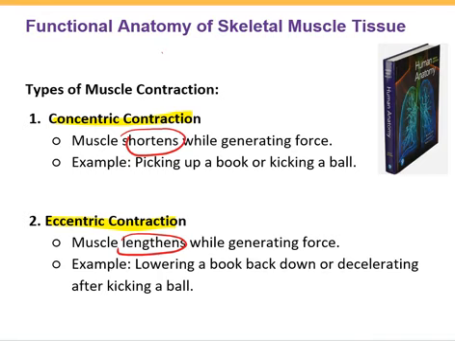In this video, I explain how concentric contraction works, which is called the sliding filament mechanism.